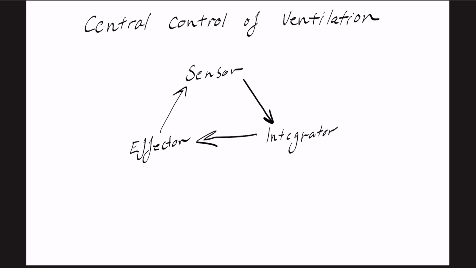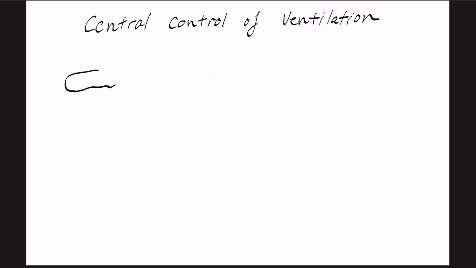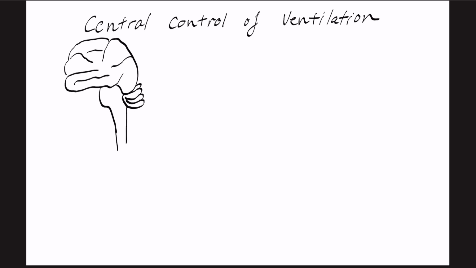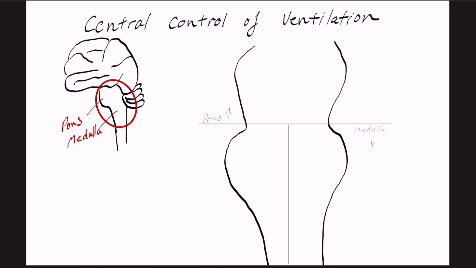For central control of ventilation, we'll talk about the central sensors. And we'll also talk about the integrator, which is the brain stem, particularly the pons and the medulla. So let's just orientate ourselves a little bit here. If we have the brain side on, the pons is located here and the medulla here. So it's in the brain stem. Now if we zoom in and we're looking front on, the pons is superior to the medulla. And I'm going to just split it in half as well for the midline when we start talking about ventral and dorsal medulla.